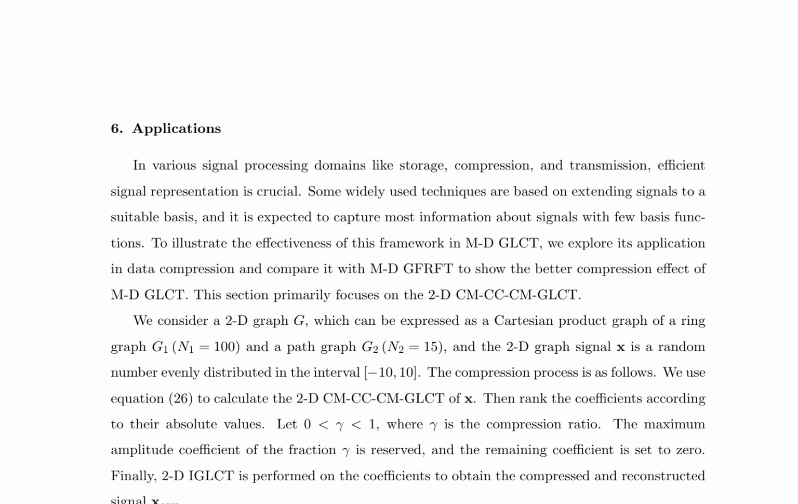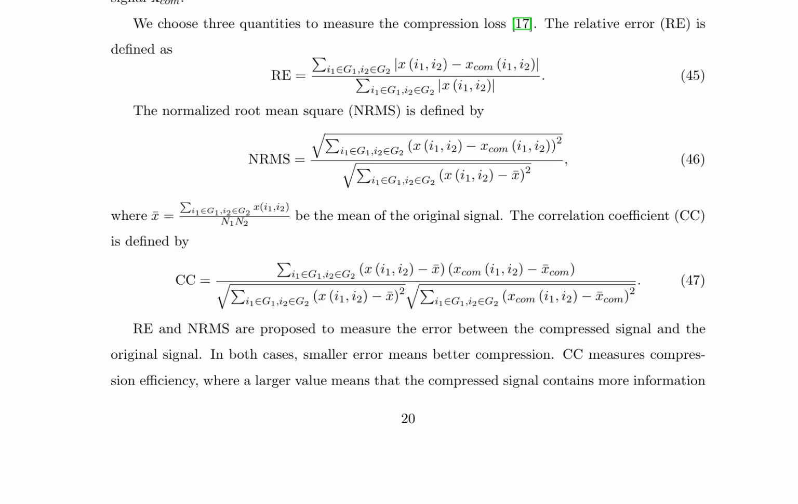In signal processing, efficient signal representation is crucial for domains such as storage, compression, and transmission. This section explores the application of the 2D CM-CC-CM-GLCT framework in data compression, comparing it with M-D GFRFT to demonstrate its better compression effect. The process involves calculating the 2D CM-CC-CM-GLCT of a signal using equation 26, ranking coefficients by their absolute values, and then compressing the signal by reserving the maximum amplitude coefficient and setting the rest to 0.